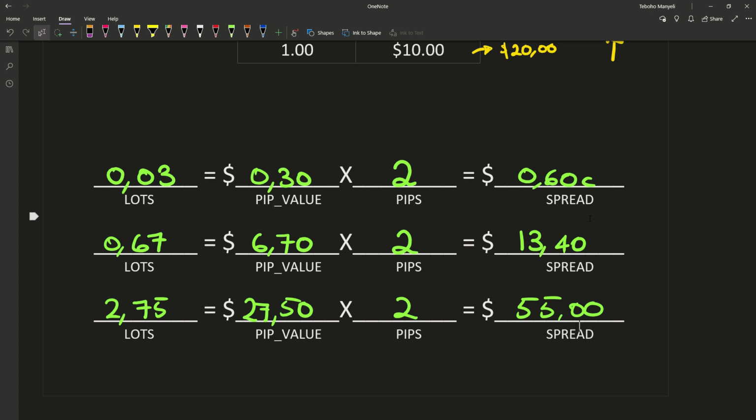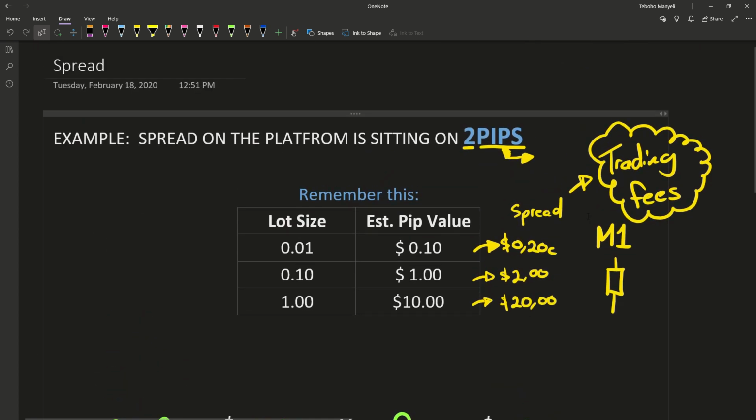So leave me your comments, tell me if you understand spread much better now. It's not just the difference between the ask and the bid price, but in essence it's the trading fees that you are paying to your beloved broker.